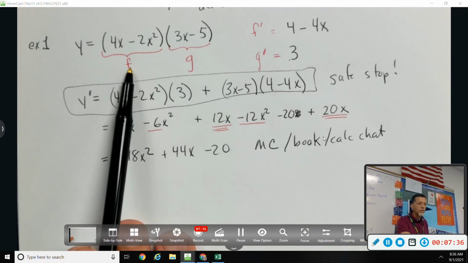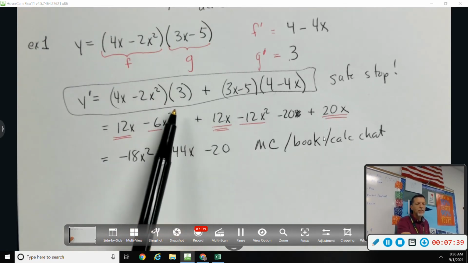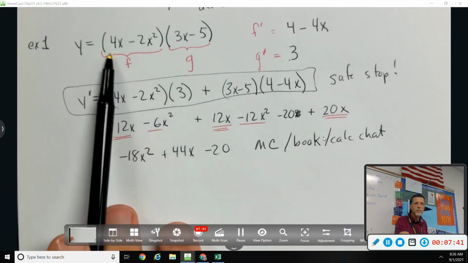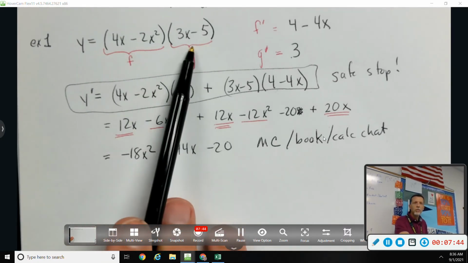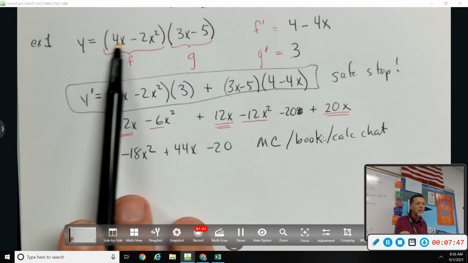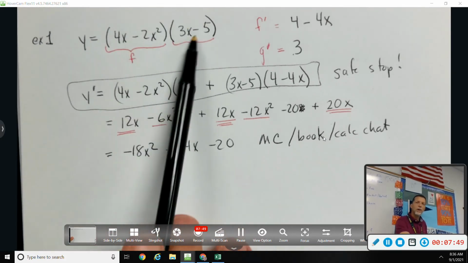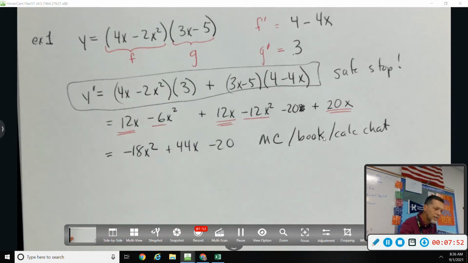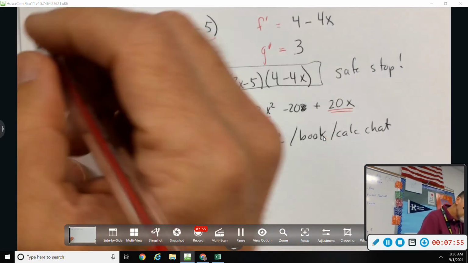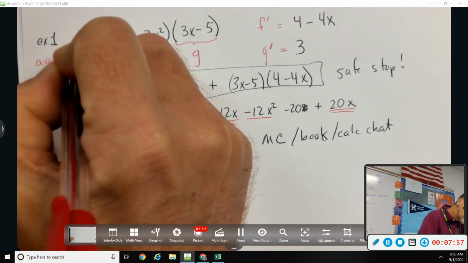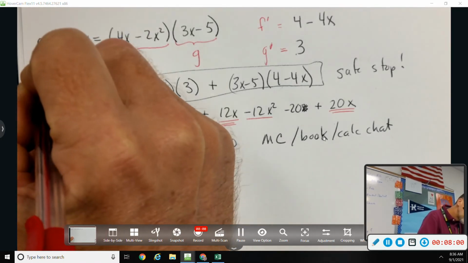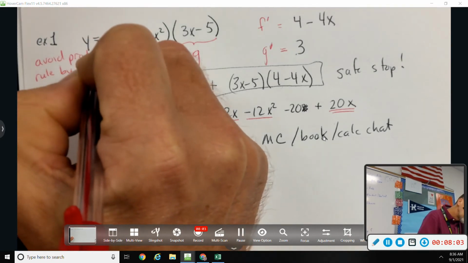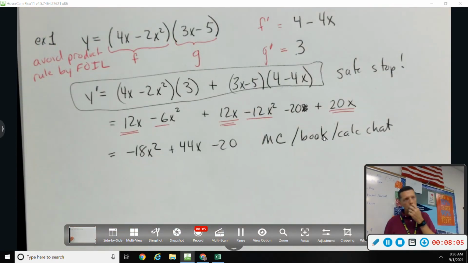By the way, there is a way to avoid using the product rule on this problem. So way back up here, if you're really averse to the product rule, what could you have done at the very beginning of this problem? Yeah, you could have FOILed that. So you could have avoided the product rule by FOILing. I don't know which one's easier, because FOILing is not that hard, and then you'd have an easy derivative to take.